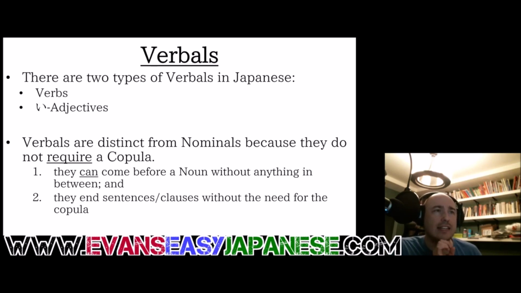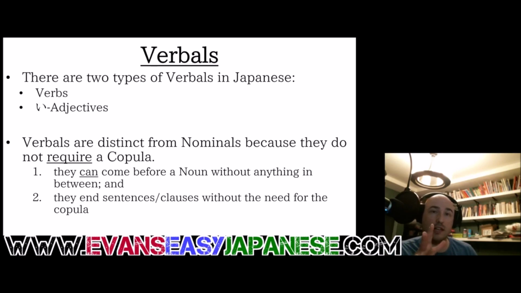They can come before a noun without anything in between. Yes, you heard me right, you beginning learners. Verbs can go directly in front of a noun. We'll get into that much later. Actually, I don't know, maybe it'll be somewhat later. And i-adjectives and verbs, both of those, are verbals, and they end sentences or clauses without the need for any form of a copula.